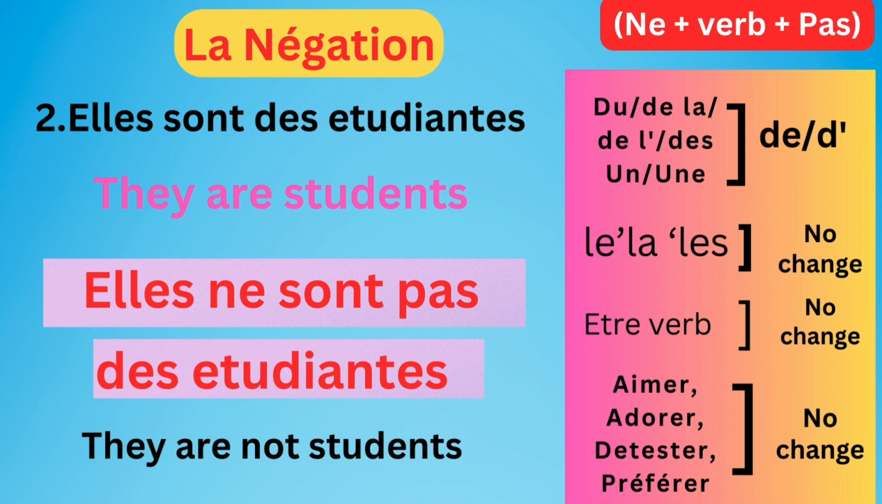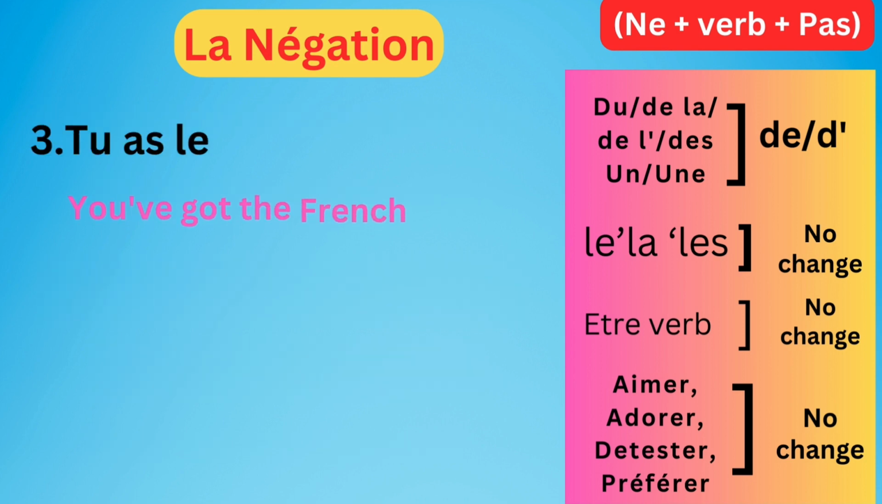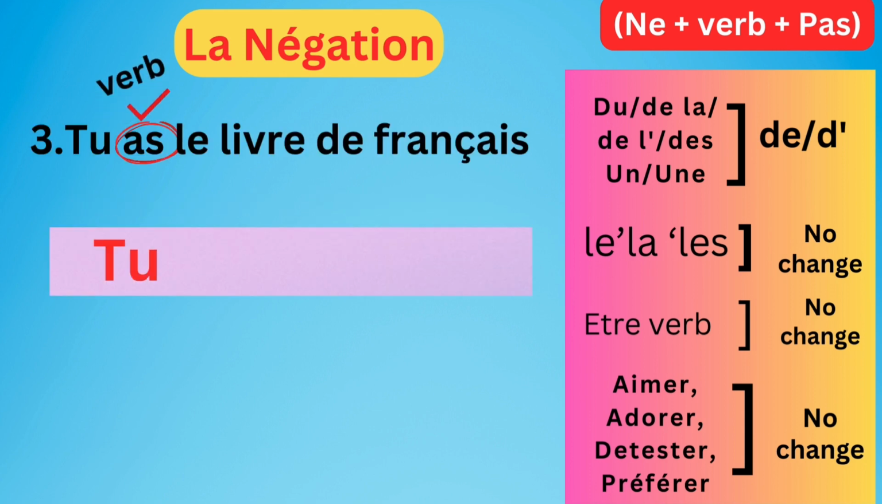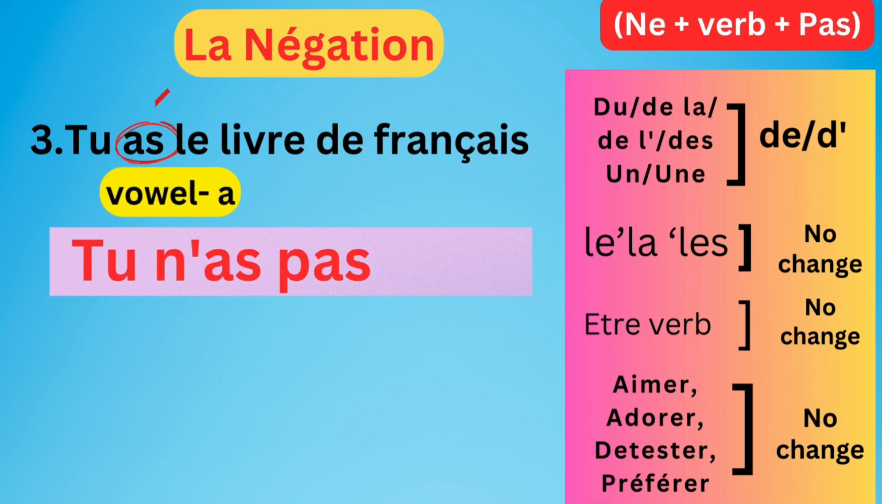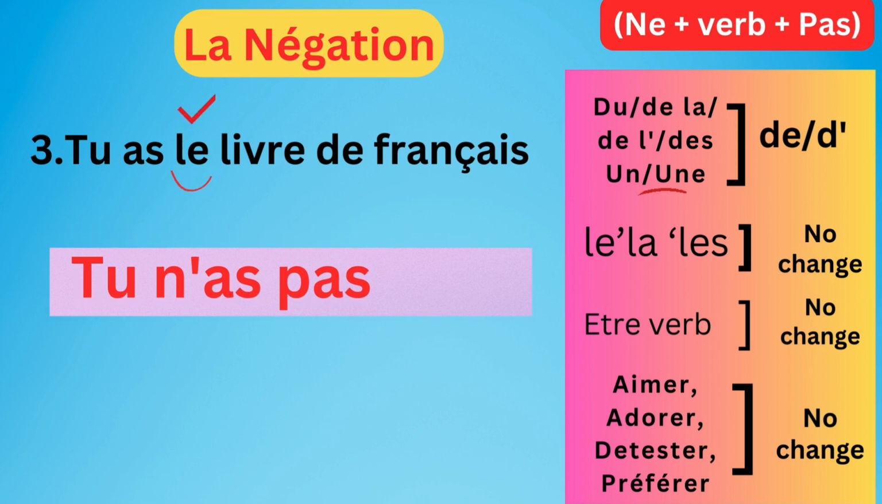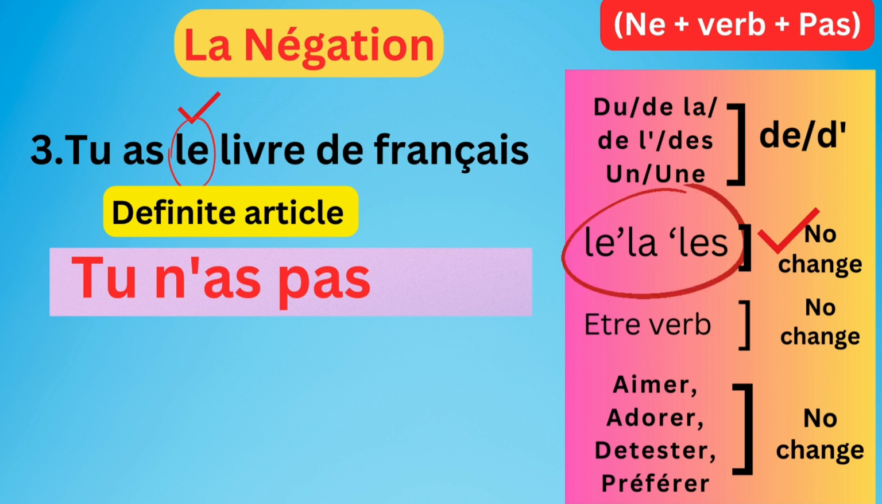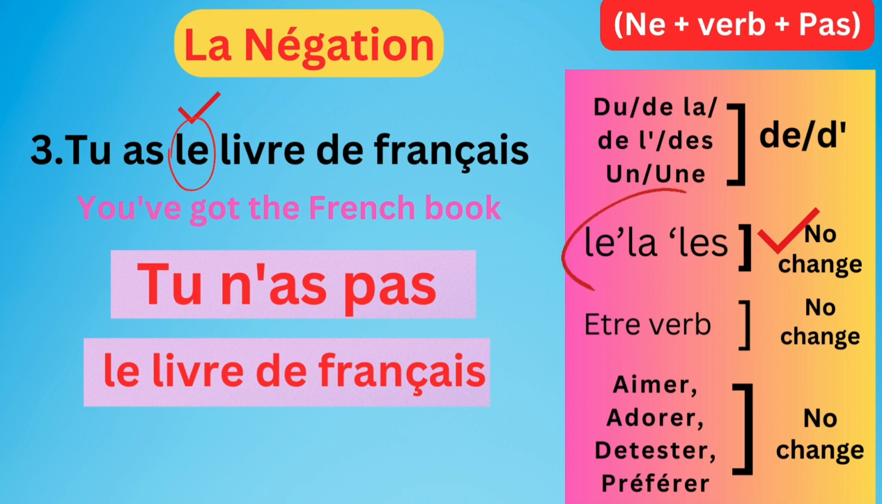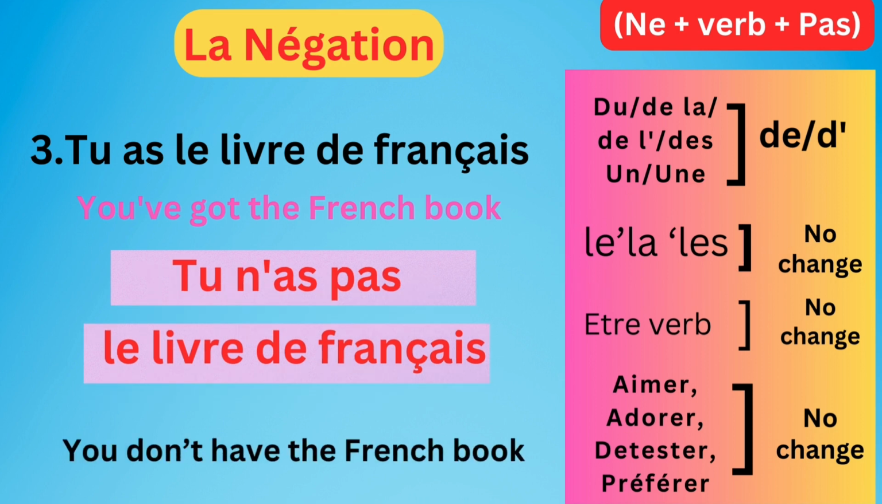Now we come to the third sentence. Tu as le livre de français. Now again the same, tu, and a is your verb. So again there is a vowel a, so we write n'a pas. Now we see la is used here, so we apply the definite article rule. No change. So we write la and the rest of the sentence without making any changes in the articles. Tu n'as pas le livre de français. You don't have the French book.